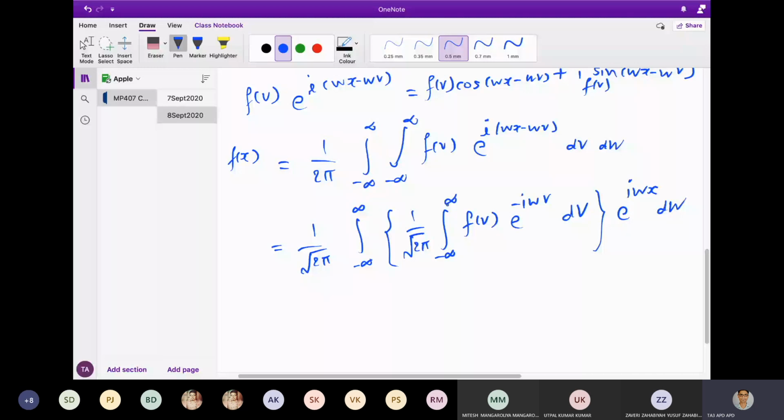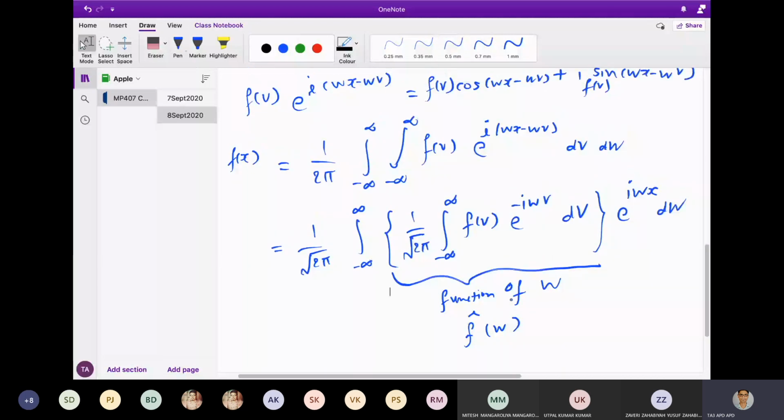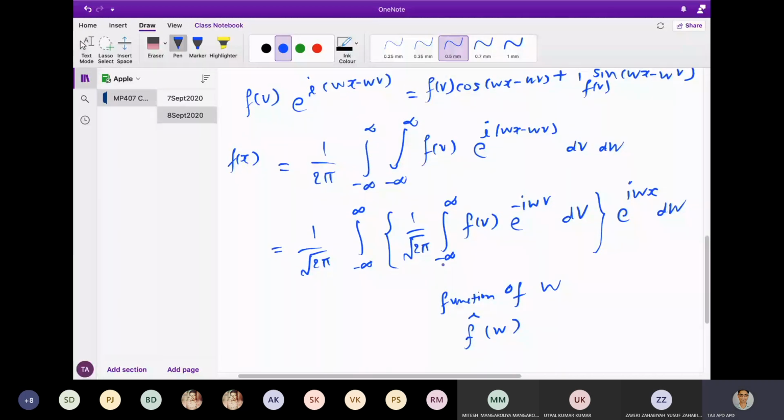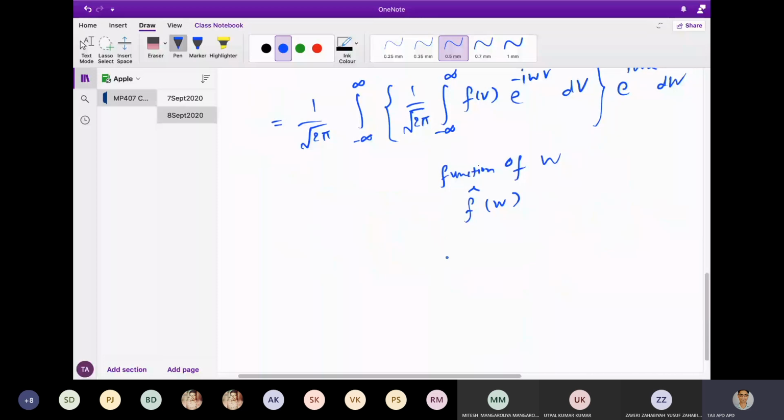And so this whole function is a function of, so if you integrate this with respect to v, then whatever integral you get, the value will be in the form of w. So that is a function of w, and that is called the Fourier transform of the given function f of x, in the form of a function of w. So you will simply write this down as an expression.